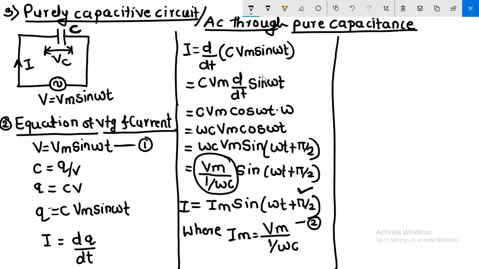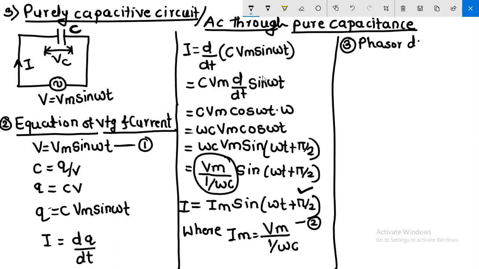Is it correct? Everybody got this one? By comparing equation number 1 and equation number 2, you can say that in purely capacitive circuit, the current leads the voltage by how many angle? By 90 degree. Okay, now see here, I will draw the phasor diagram now.